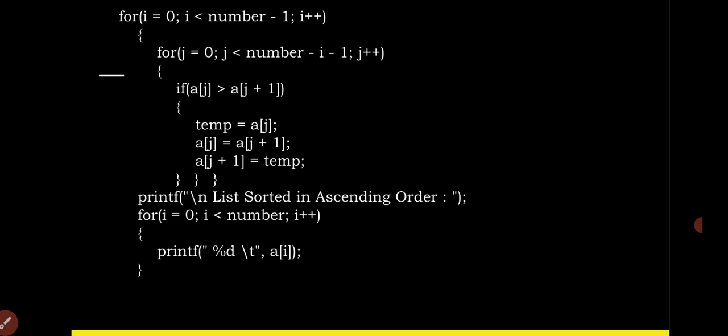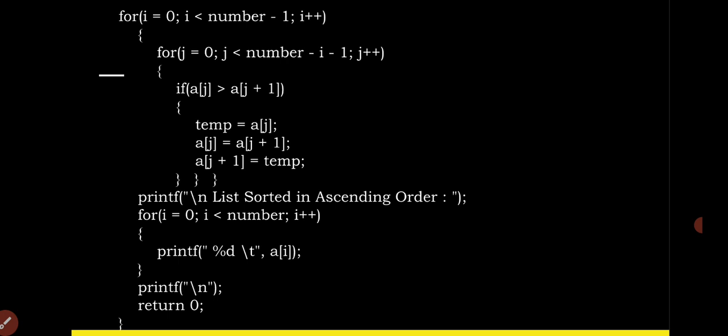So the first part of this program arranges the numbers, and the second part prints the arranged elements. So that's all. We are giving a \n to get a new line for the answer to be printed, return 0, and we are closing the brace.